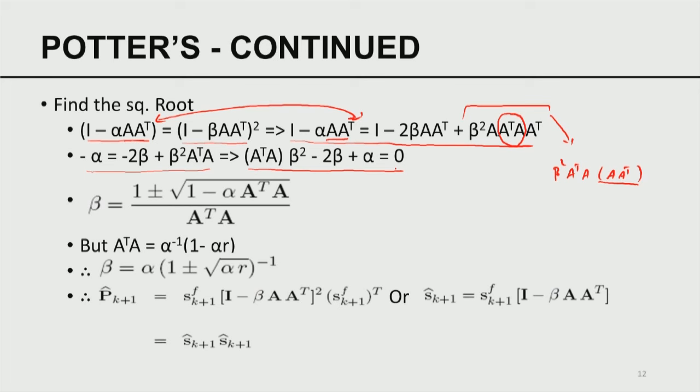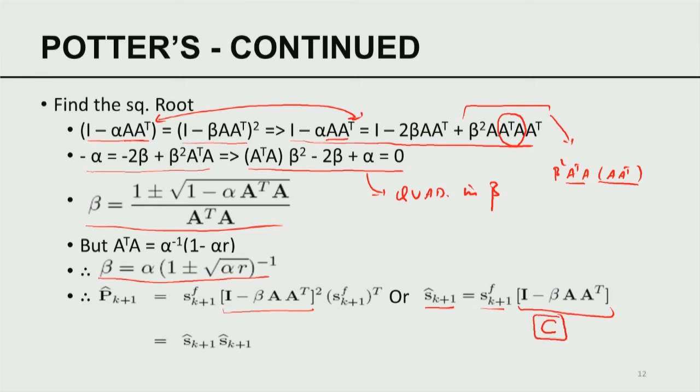Now please understand, A transpose A is a scalar, therefore this becomes a quadratic equation in beta. The solution for the quadratic equation is given by this. So if I substitute back and unwind all the expressions, I get beta given by this expression. I can now substitute the matrix within this as I minus beta times AA transpose squared, because I have found the square root of that. That gives you the analysis square root as the forecast square root multiplied by this, and this plays the role of the C matrix that we have talked about in the previous slides. That is the transformation.